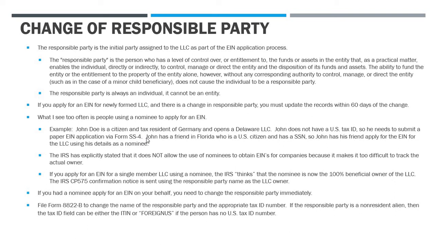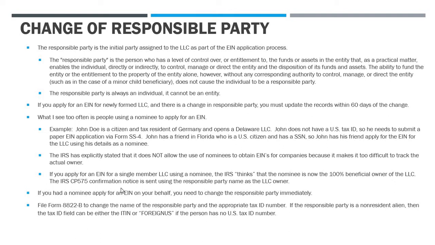Now, instead of doing that, John says, well, I have a friend in Florida who's a U.S. citizen, and he has a Social Security number, so why don't I just have my Florida friend apply for the EIN on behalf of the LLC as a nominee? Here's the issue. The IRS has explicitly stated that using nominees to obtain EINs is not appropriate. You are not supposed to do this, okay? So if John is the 100% owner and his friend has no involvement in the U.S. LLC whatsoever, his friend should not be the one applying for that EIN. It needs to be John, okay?